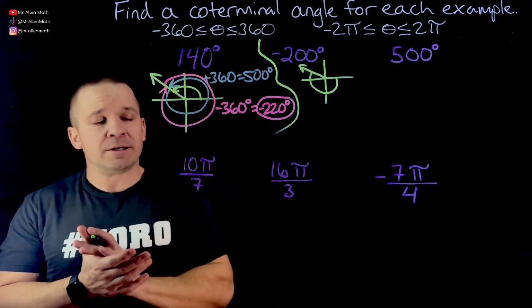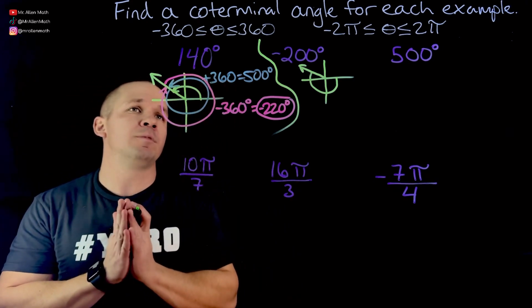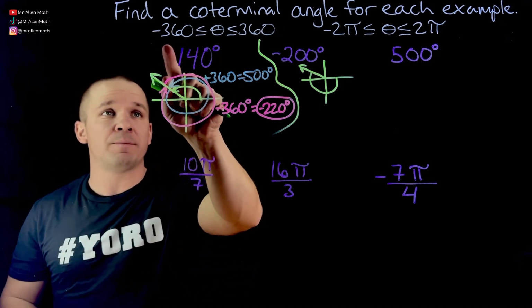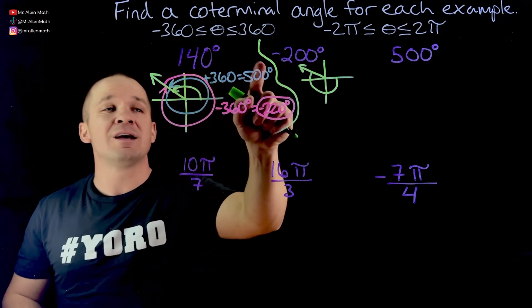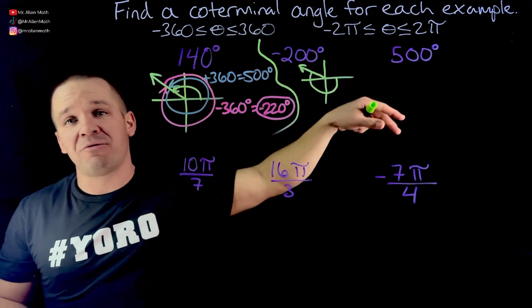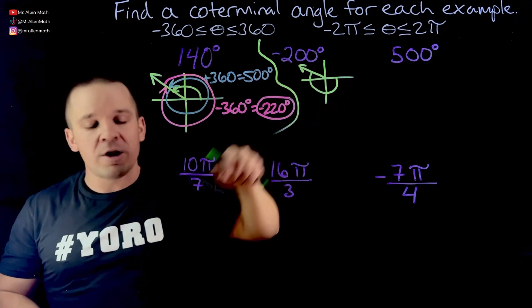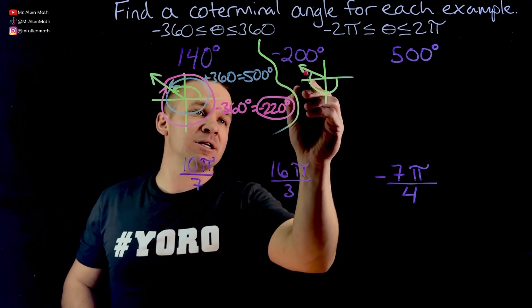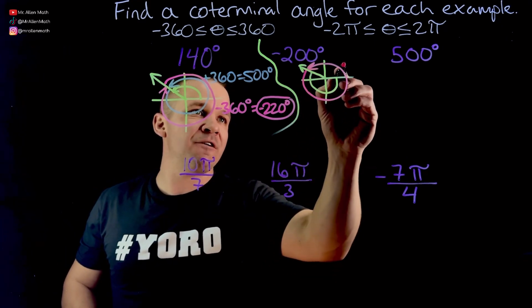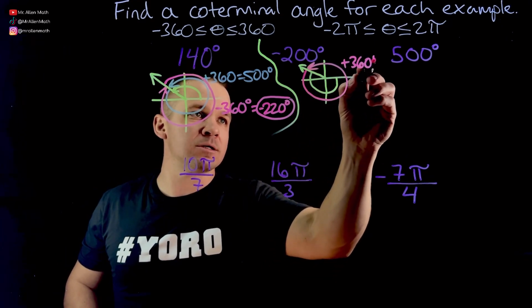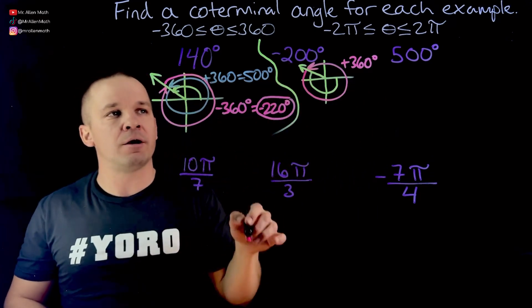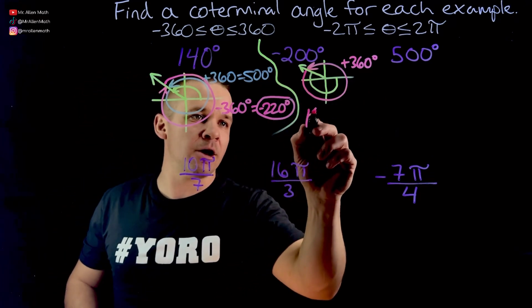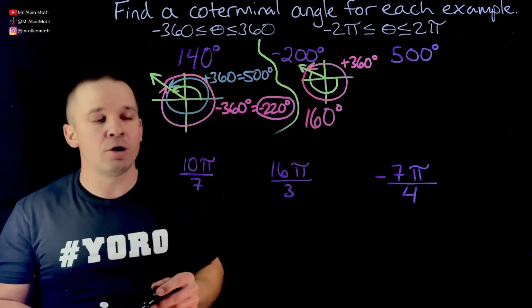Now, if I want to get into the positives here, I want to be between negative 360 and 360. Subtracting 360 would give me negative 560. That's outside. But what if I were to add 360? Meaning, if I were to go 360 in the positive direction, what would I end up getting? Well, negative 200 plus 360 is going to give me 160 degrees for my coterminal angle.